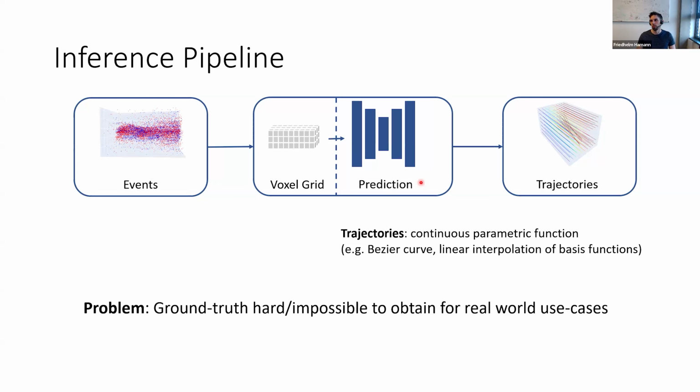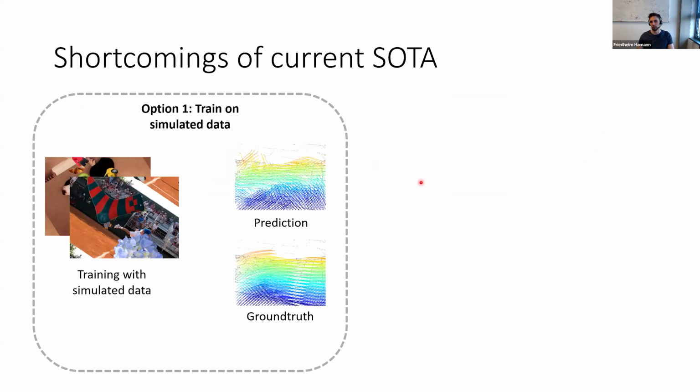We now have two options to still train a network, and both have their own shortcomings. The first one would be to train on simulated data. And this has been done before for this task. Data was simulated, and then we tried this recent model on actual, real world data, but what we see is that the prediction is quite different to the ground truth. So the shortcoming here is a limited generalization.